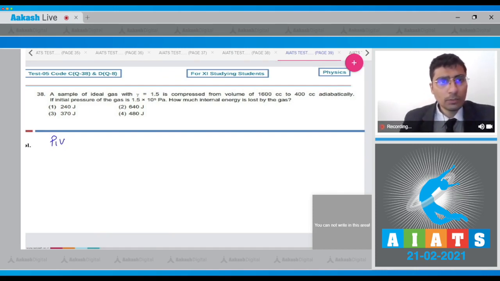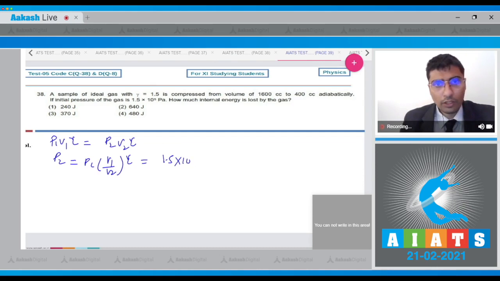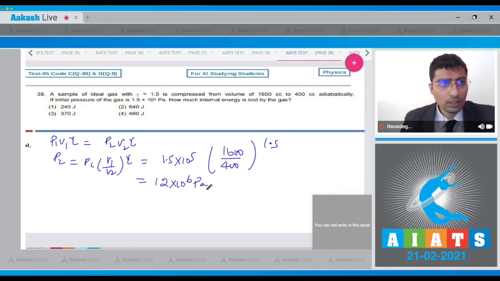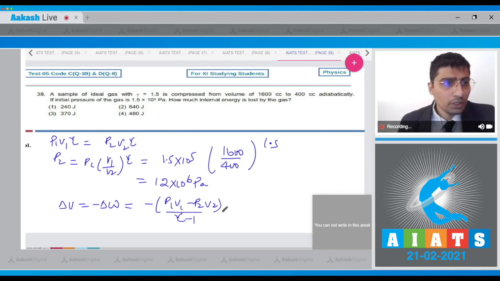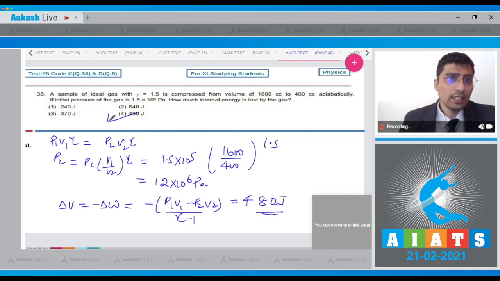Dear student, for an adiabatic process, P1 V1 to the power gamma is equal to P2 V2 to the power gamma. So P2 will be equal to P1 into V1 by V2 to the power gamma, that is 1.5 into 10 raised to power 5 into 1600 by 400 to the power 1.5, and this will be 12 into 10 raised to power 6 pascals. The loss in internal energy will be equal to minus delta W, that is minus P1 V1 minus P2 V2 by gamma minus 1. Now dear student, all we need to do is substitute the given values, and we will be getting a value of delta U equal to 480 joules. And hence for this question the correct answer will be simply option number 4.